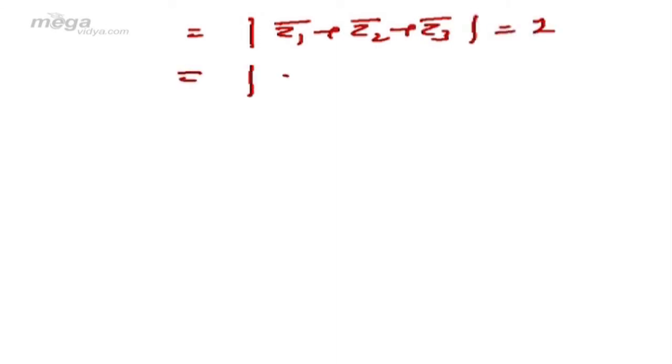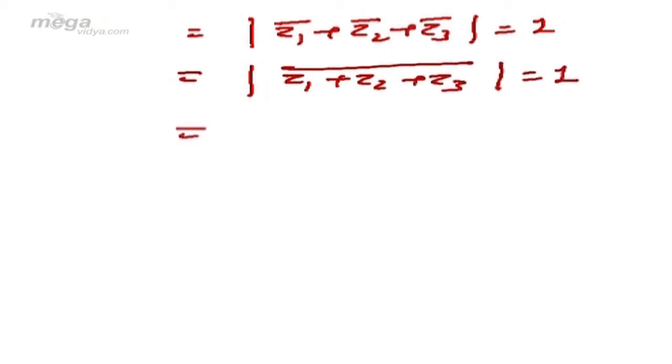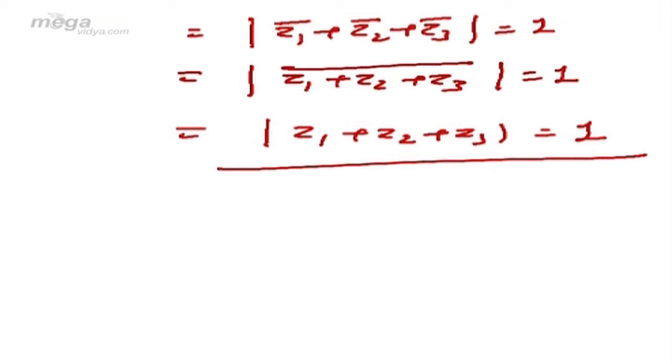So you'll get mod of Z1 bar plus Z2 bar plus Z3 bar is equal to 1. So this will become Z1 plus Z2 plus Z3 whole bar is equal to 1. This will be equal to mod of Z1 plus Z2 plus Z3 is equal to 1. So the answer is A. Let us come to the next example.